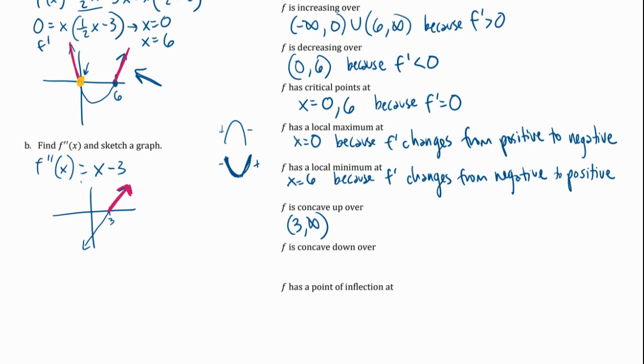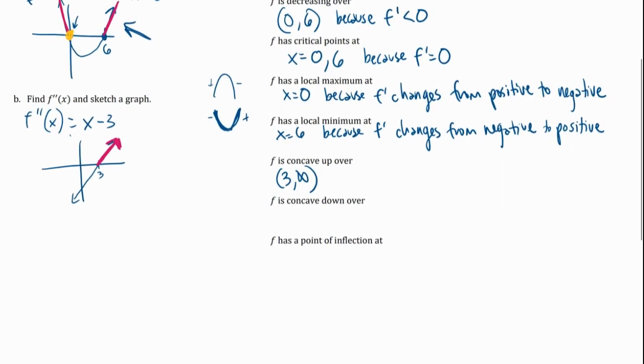However, concavity starts with a C. This is how you remember it. Concavity starts with a C. C's look like soft brackets. You never are allowed to use hard brackets for concavity. Never, ever. Concavity is always soft brackets. So it's only ever going to be the open interval from 3 to infinity. And that, again, is because f double prime is positive.